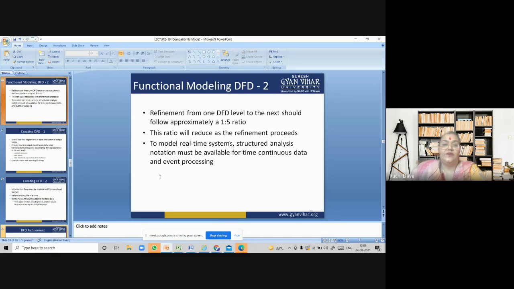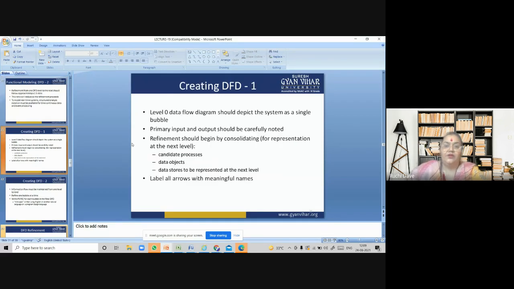Now coming to the functional modeling part. Refinement from one DFD level. We know that the context diagram that we make to the next level should approximately be in the ratio of 1 to 5, and this ratio reduces as the refinement proceeds. And to model real-time systems, structured analysis notations must be available for time, continuous data, and even processing. So this is very, very much important input for you.